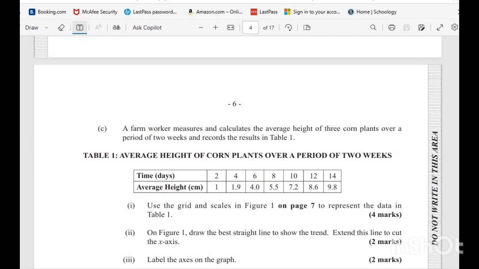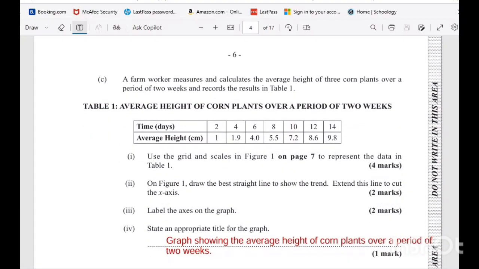Now it says a farm worker measures and calculates the average height of 3 corn plants over a period of 2 weeks and records the results in table 1. The average height of corn plants over a period of 2 weeks. It gives us the table, and in the table we have time in days and the average height in centimeters for each day. Right? So we're looking at the corn plants over a 2-week period. It says, 1, use the grid and scales in figure 1 on page 7 to represent the data in table 1. All right. 2, on figure 1, draw the best straight line to show the trend.